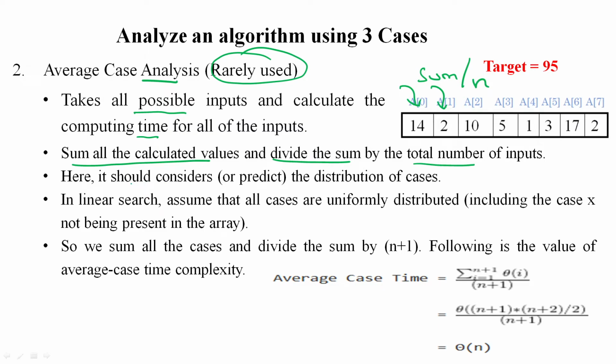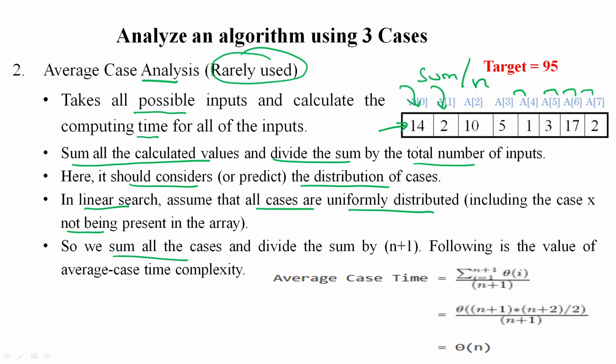One more condition is that we should consider the distribution of numbers, the distribution case, like numbers distributed randomly or uniformly. Here, we are distributed linearly, sequentially. In linear search, assume all the cases are uniformly distributed, even the case where the given number x is not present in the array. So we will sum all the cases. First we search the first index.